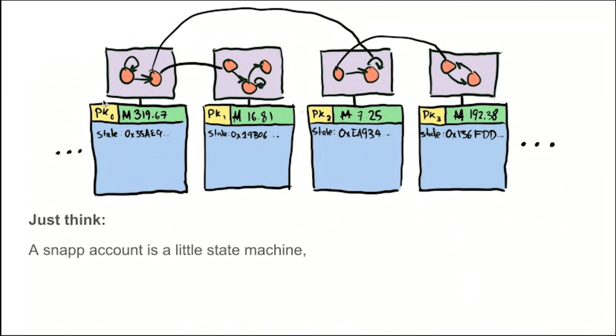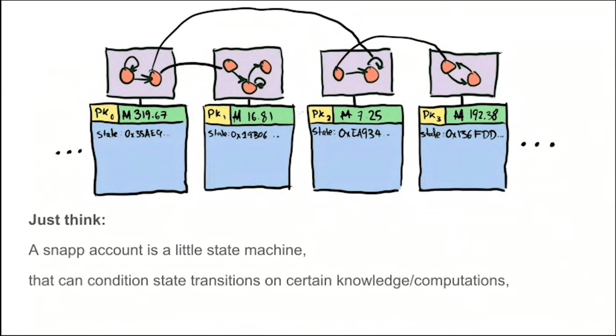But, and you can imagine a bunch of Snap accounts, little state machines in all of them. And the state transitions can be conditioned. The programmer can specify this state transition is only permitted if you demonstrate this kind of knowledge or this kind of computation. For example, that today is a Friday and so on.